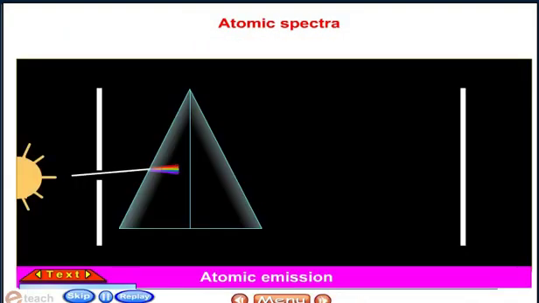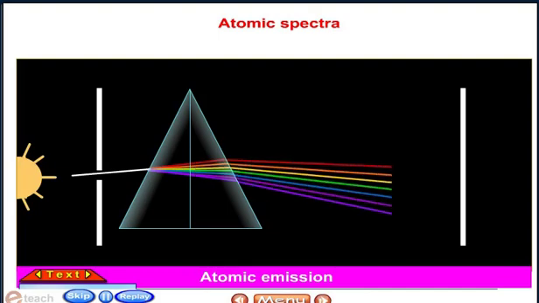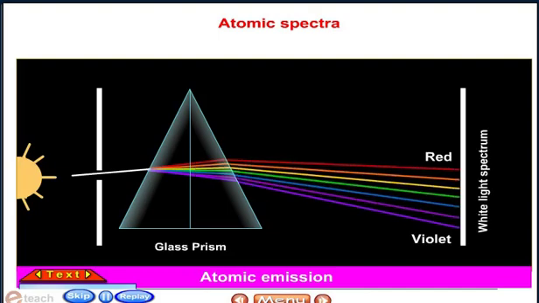The following visual shows the atomic spectra. When white light passes through a glass prism, it is broken into 7 different colors, ranging from violet to red. It is called the white light spectrum.